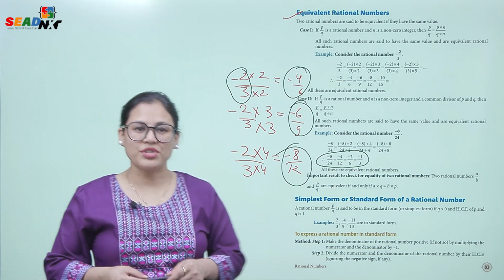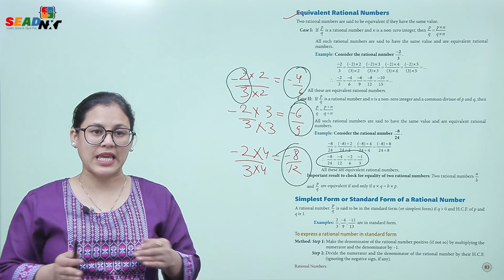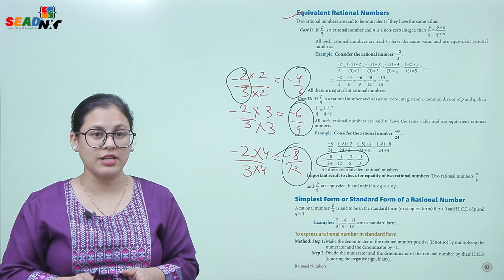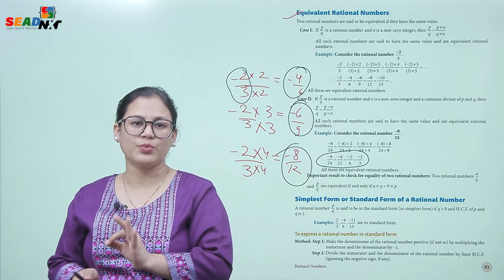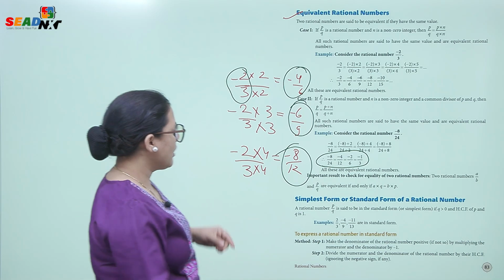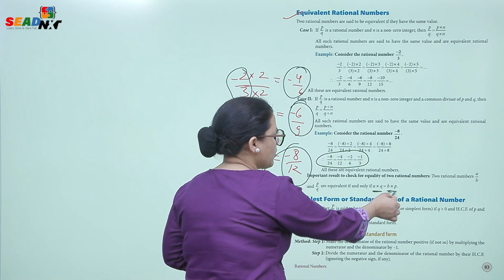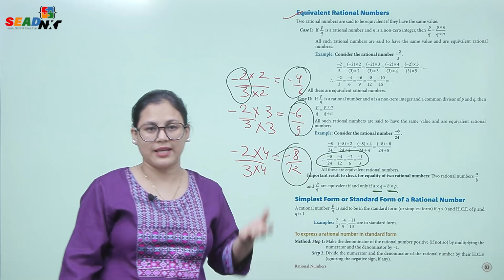Okay, important result to check for equality of two rational numbers. Two rational numbers a by b and p by q are equivalent if and only if a into q is equal to b into p. आपको दो रैशनल नंबर्स की इक्वालिटी को चेक करना है. देन ये दोनों अगर इक्वल आते हैं, इन दोनों का प्रोडक्ट इज इक्वल्स टू b into p, दैट मीन्स ये आपका जो result है, that is correct.